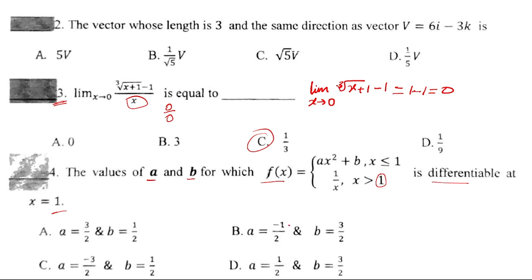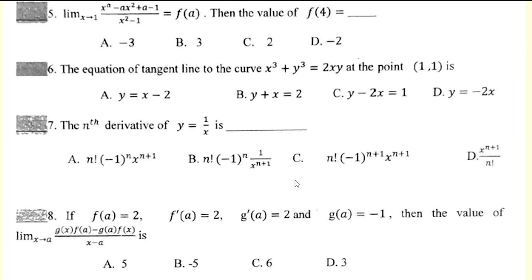B, minus 1 over 2 plus 3 over 2, that is 1. The answer is B. Minus 3 over 2 plus 1 over 2 is different from 1. 1 over 2 plus 3 over 2 is different from 1. Question number 5. f of a is given by this limit for any a.